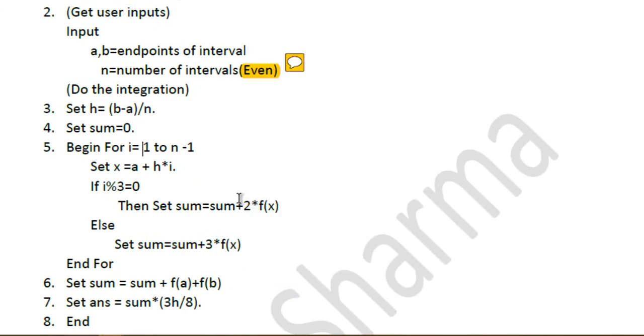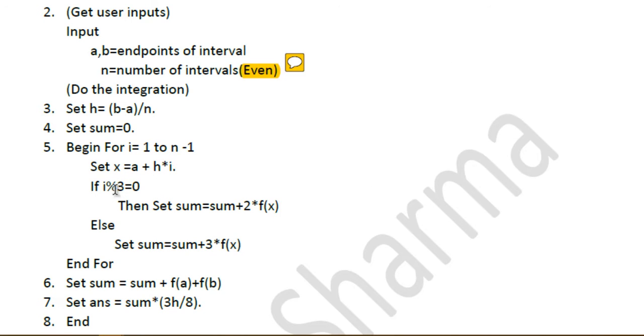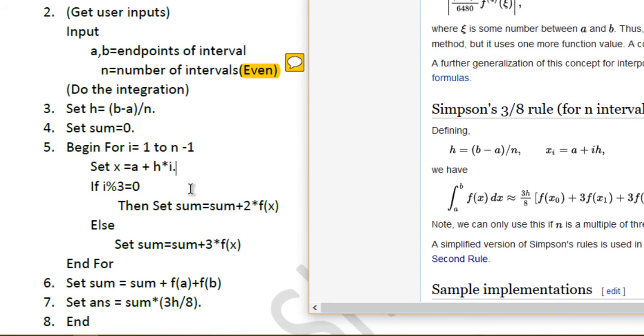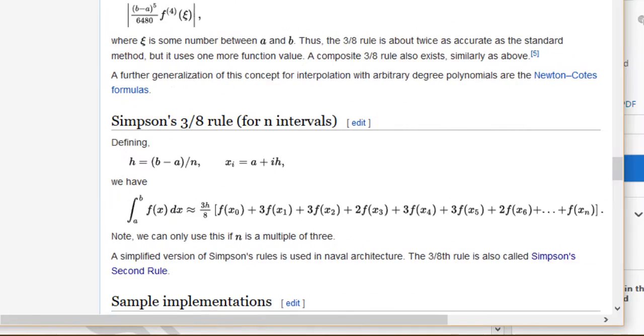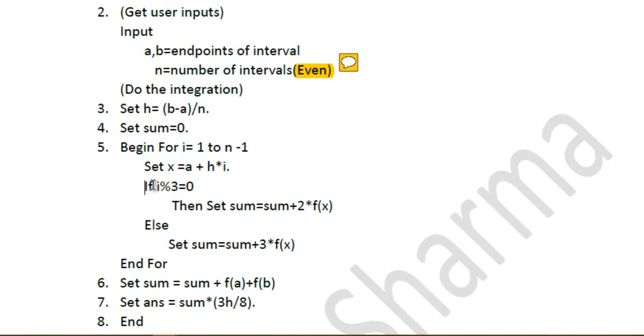Here in my algorithm, I began a for loop that goes from 1 to n minus 1, and I calculated x based on this formula, x is equal to a plus ih. Then I checked whether this i was a multiple of 3 or not. If it was a multiple of 3, I multiplied by 2. Why? Because clearly you can see here that f of x3 is multiplied by 2, f of x6 is multiplied by 2 and so on. So whenever the index of x is a multiple of 3, we multiply that f of x by 2. Otherwise we multiply the rest of the values by 3. So that's what I'm doing here. I am checking whether i, which is the index of x, is a multiple of 3 or not. If it is, then we multiply that by 2 and add that to the sum.